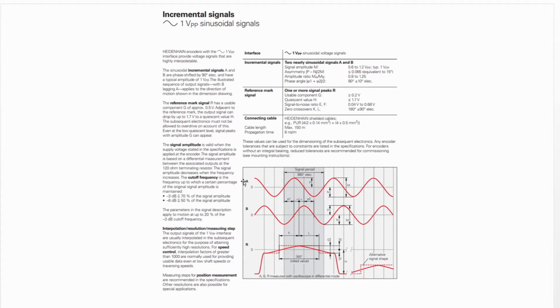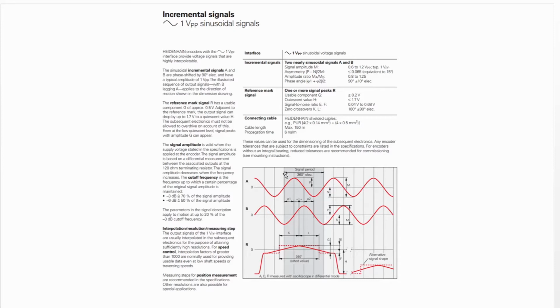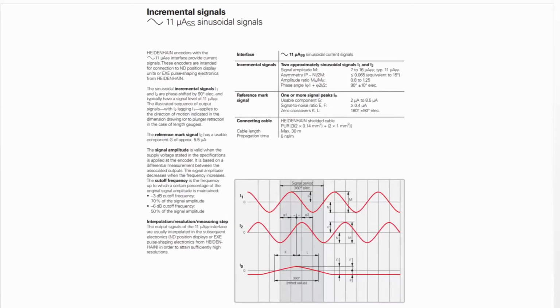There are also differential encoders, which, in the quadrature world, would just be a negative voltage that maps to both A and B, and you can use that negative voltage to cancel out any noise. I don't know if there are differential 1VPP signals, but anyway, the place that I found this particular bit of information was in one of Heidenhain's manuals.